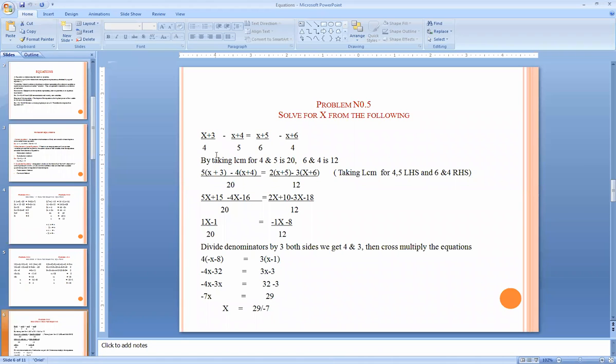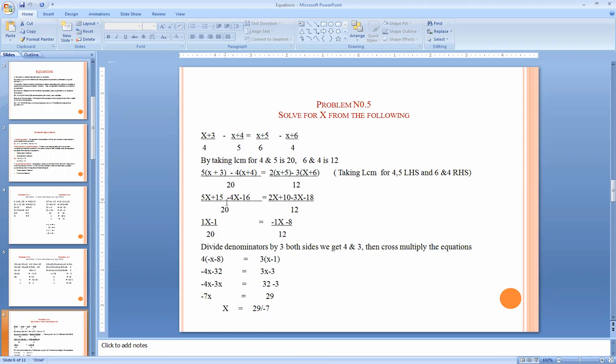Then 4 can be divided by 2, and it will become 2. 2 twos are 4. Again 5 will remain. Then 2 into 2 into 5, how much will it be? 20. Therefore, the LCM for 4 and 5 is 20. Similarly, on the right hand side, the LCM for 6 and 4. Better you go for the division method, which is very easy to calculate. For 6 and 4, if you take the product of all the factors, the value becomes the LCM. On the right hand side, it is 12.